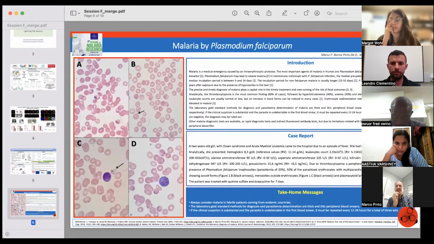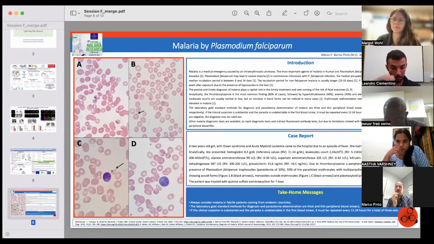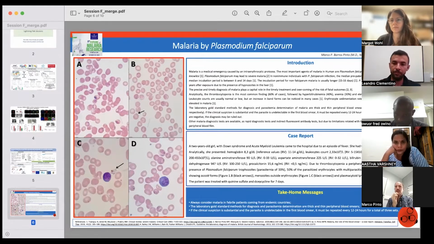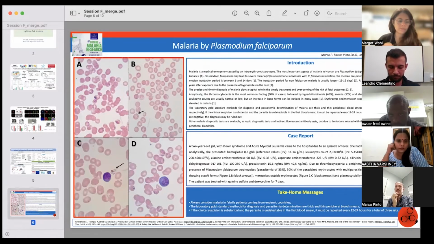My take-home messages are: always consider malaria in febrile patients coming from endemic countries. The laboratory gold standard methods for diagnosis and parasitemia determination are thick and thin peripheral blood smears. If clinical suspicion is substantial and the parasite is undetectable in the blood smear, it must be repeated every 12 to 24 hours for a total of 3 sets. Thank you for your attention.